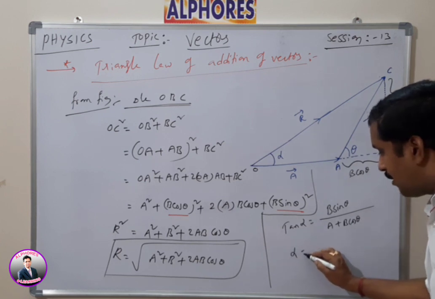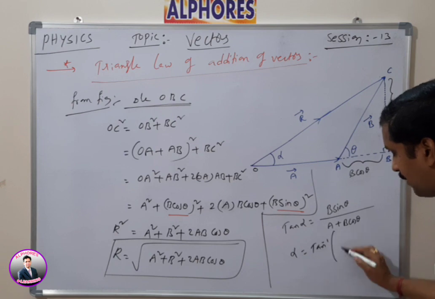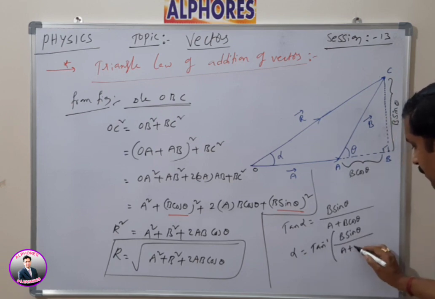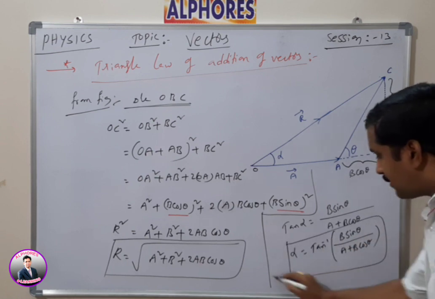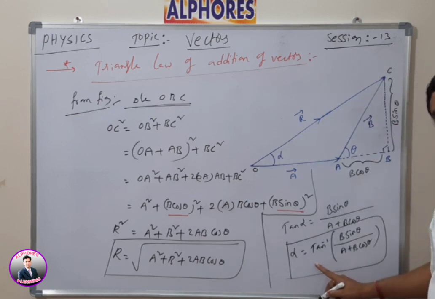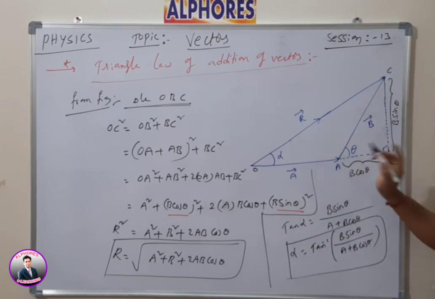That means alpha is equal to tan inverse of b sin theta by a plus b cos theta. So this is the method to find the direction of the resultant of two vectors like a bar and b bar.